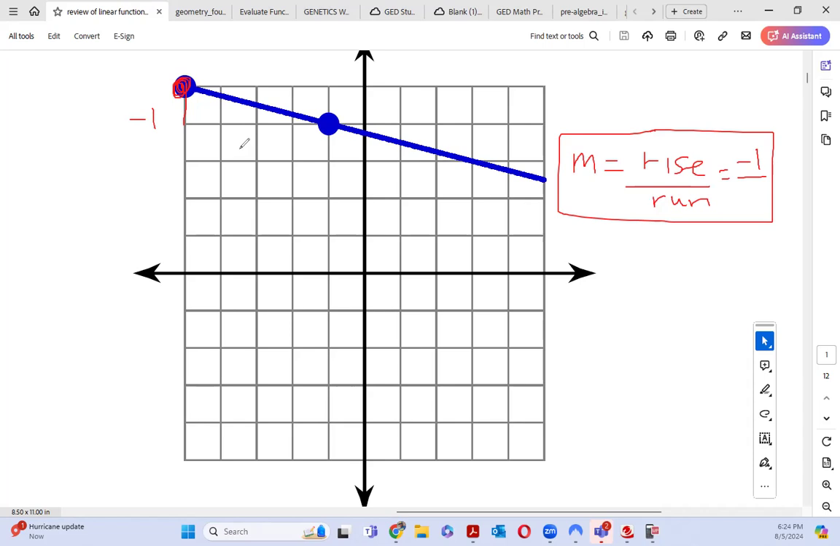Everybody understand that? Right. My run is left or right. Now, to get to that point, I'm going to the right. 1, 2, 3, 4, plus 4.